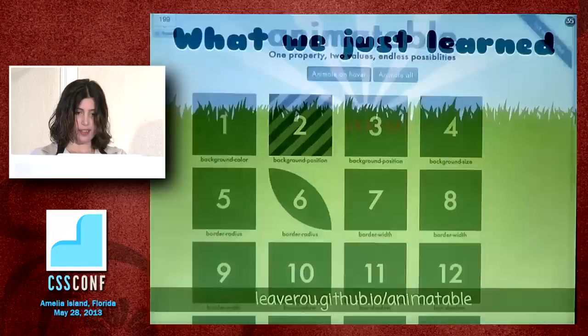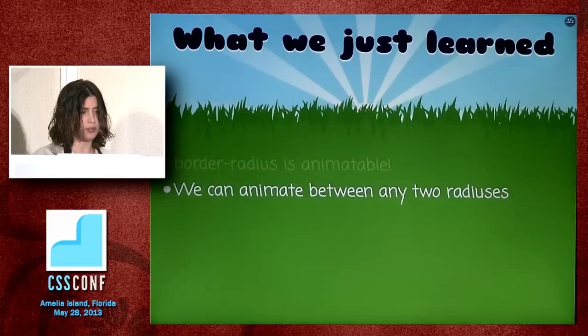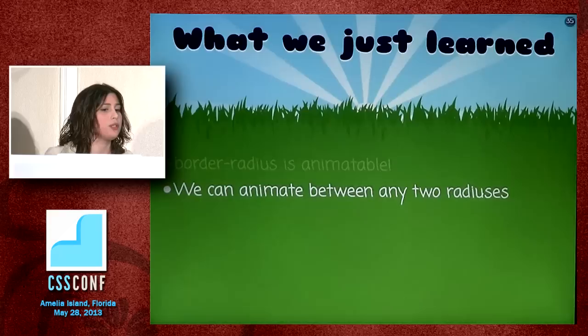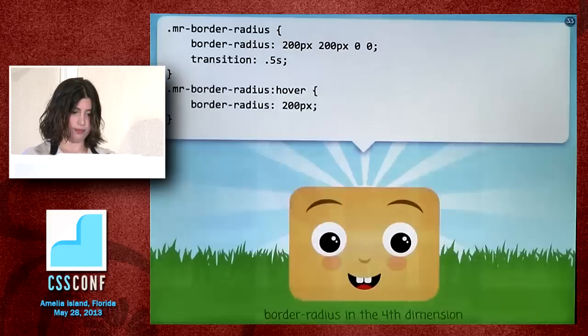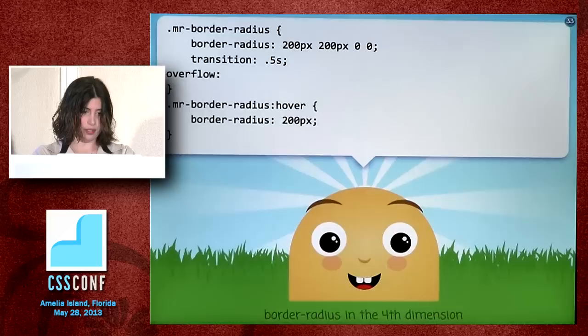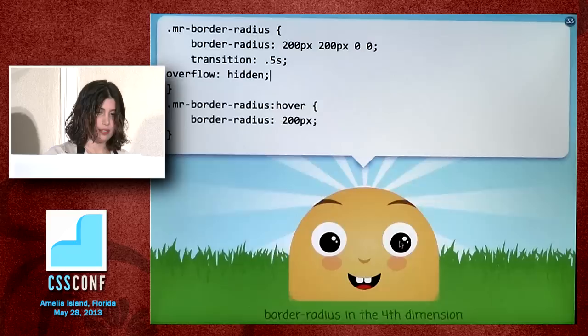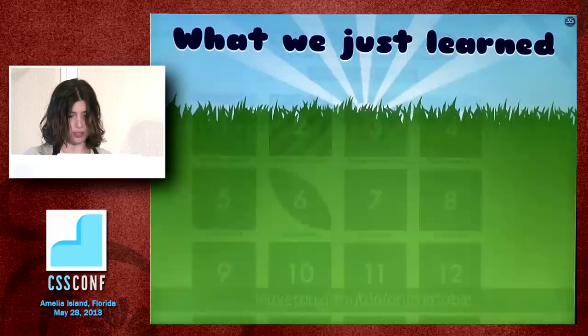So what we just learned: border radius is animatable. We can animate between any two radii, percentages, ems, viewport relative units to pixels, whatever. And border radius affects the hit testing area. So here, I should specify overflow hidden, because otherwise I have an inner object. So you can see that if I hover here, the effect is not triggered. I have to actually hover on the rounded area. That's why border radius was a huge revolution from the background image solutions we were using, not just because it was easier, but also because, unlike other solutions, it affects the hit testing area.